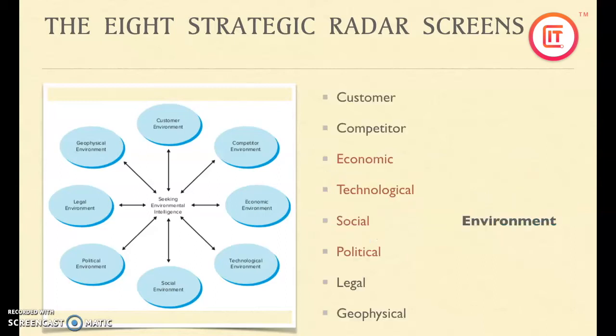So what are the 8 strategic radar screens? First of all, the customer environment, and then the competitor environment, economic environment, technological environment, social environment, political environment, legal environment, and lastly, the geophysical environment. I will move on to more details later and give some examples, but it's quite important that you actually understand the logic and the usage of this framework.